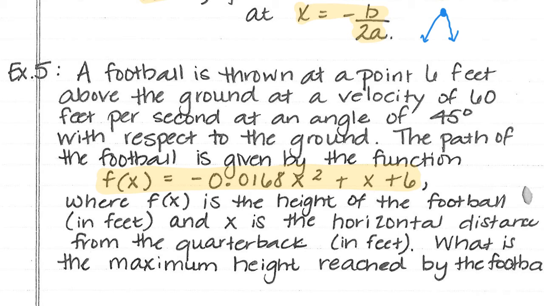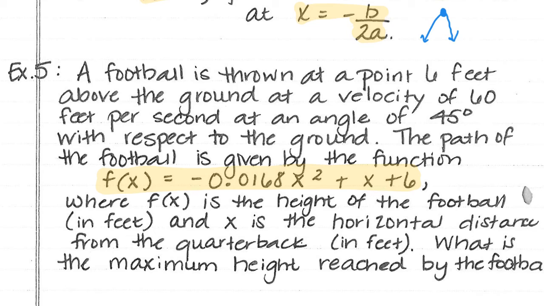Where f of x is the height of the football in feet. So the first thing I'm going to do is put this in my calculator. Let's turn on our TIs and let's hit the y equals button. And we're going to put in negative 0.0168 x to the second power plus x plus 6. And right here, if I graph this, I really can't see it because I actually need to zoom out. But I can see that it's starting to be thrown at 6 feet, which makes sense because this guy is 6 feet tall. And if I hit zoom and zoom out, you have to actually hit enter, I can actually see the height of the parabola.